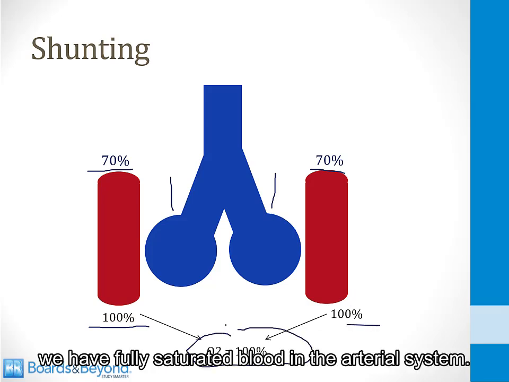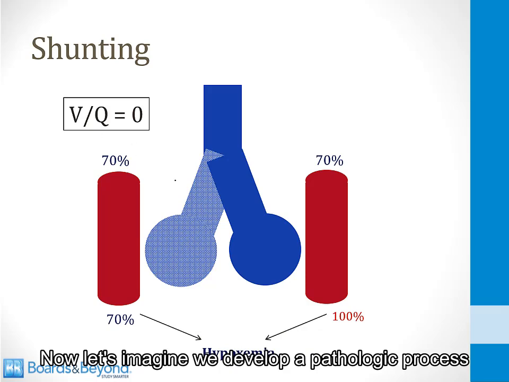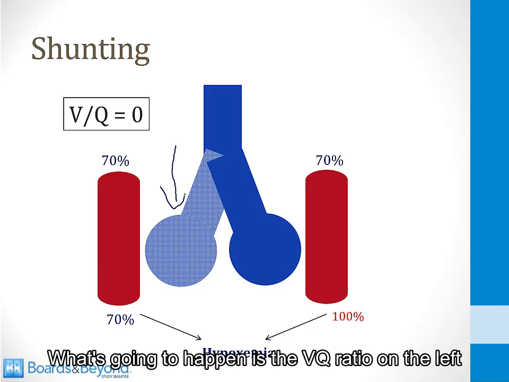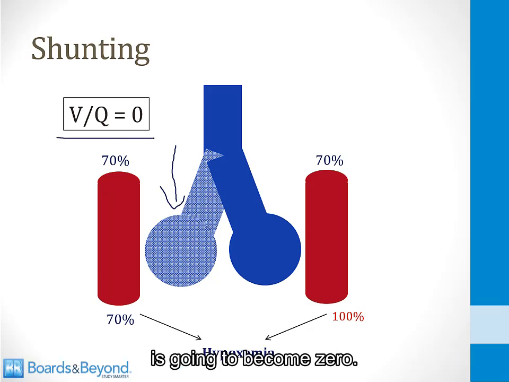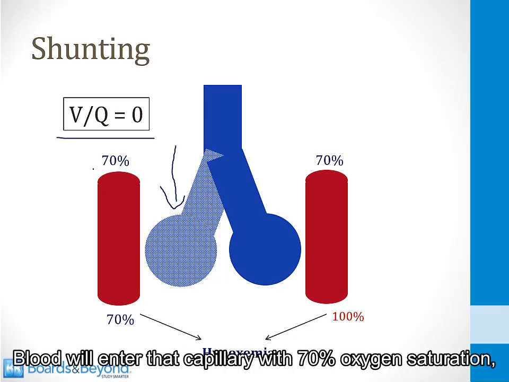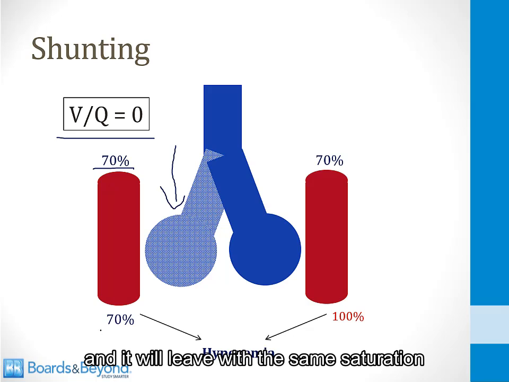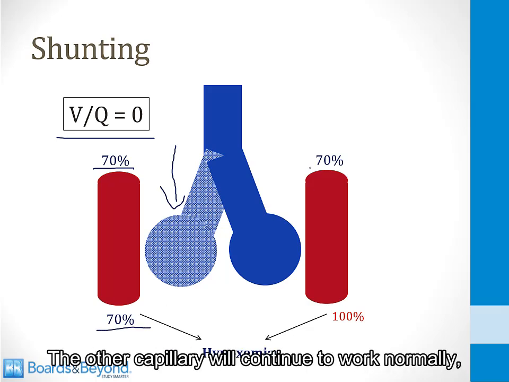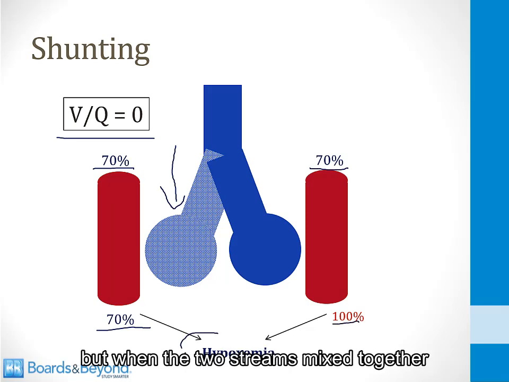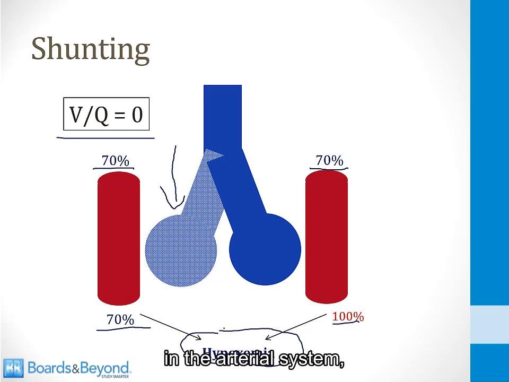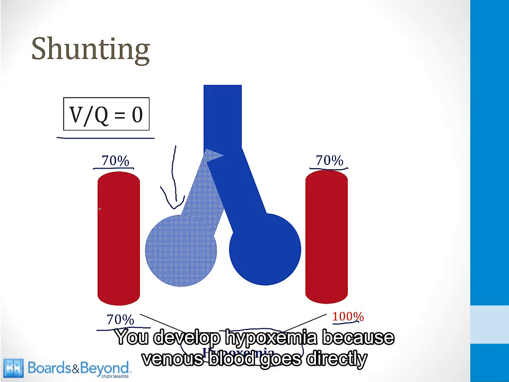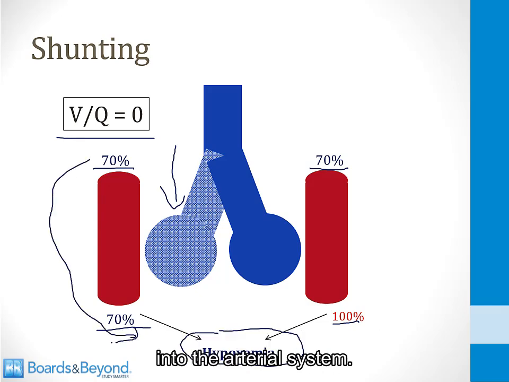Now let's imagine we develop a pathologic process and we shut off ventilation to this alveolus on the left. What's going to happen is the VQ ratio on the left is going to become 0. Blood will enter that capillary with 70% oxygen saturation, and it will leave with the same saturation because it doesn't pick up any oxygen. The other capillary will continue to work normally, but when the two streams mix together in the arterial system, you will have hypoxemia. And that's what happens with shunting. You develop hypoxemia because venous blood goes directly into the arterial system.